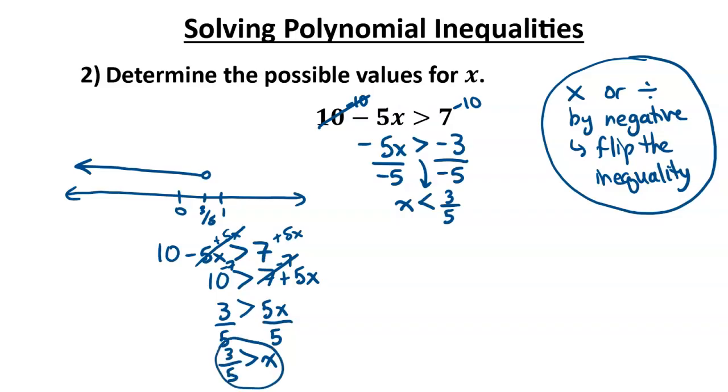So the same answer as this one, but you'll notice we didn't flip the inequality because we did not divide by a negative in the second case. And so it's important to note that you can write it both of those ways. They both mean the same thing. They both mean that x is less than 3 over 5.